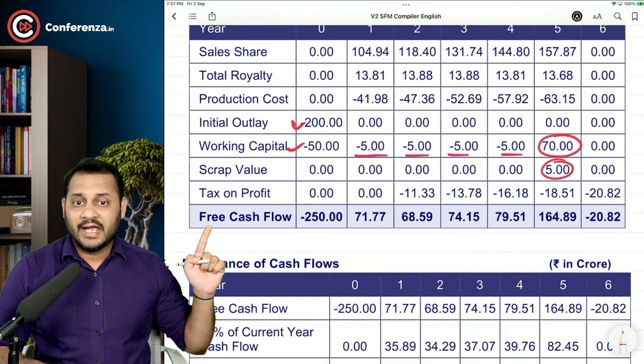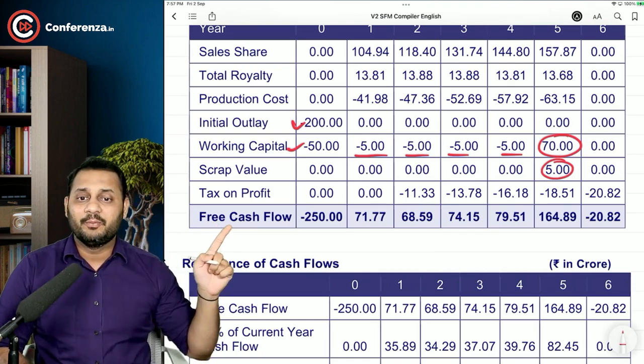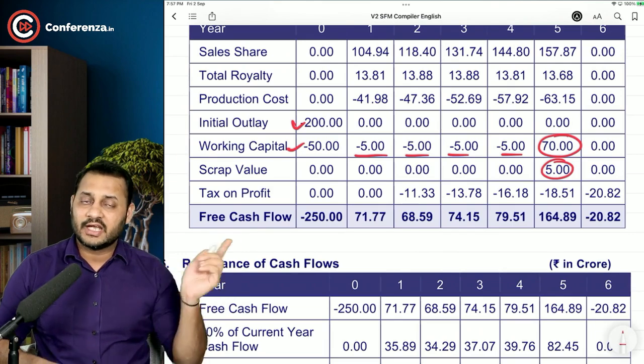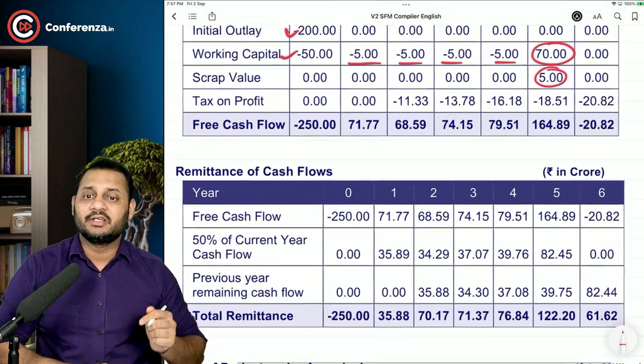But I cannot transfer the entire cash flow to US. Only 50% of the profits will be transferred, or the cash flow will be transferred to US in that year, and the balance 50% in the other year.